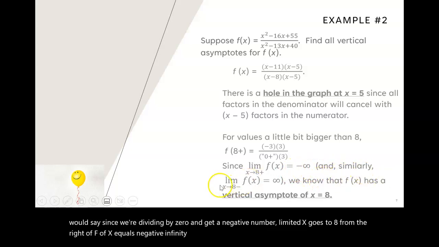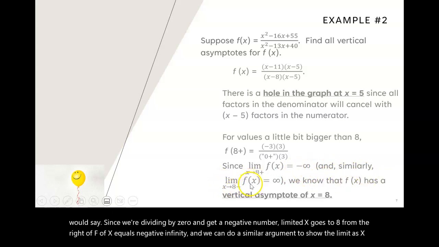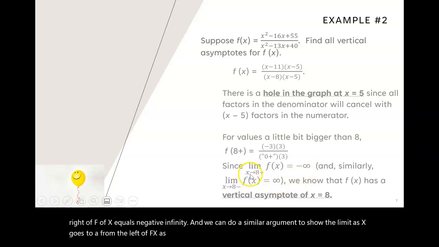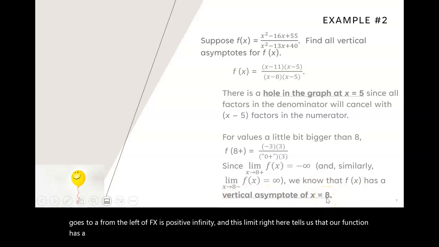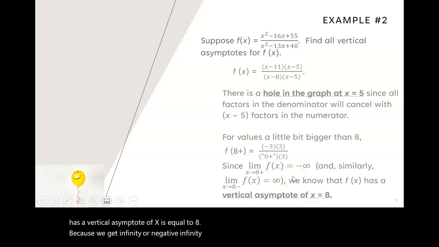And we can do a similar argument to show the limit as x goes to 8 from the left of f of x is positive infinity. And this limit right here tells us that our function has a vertical asymptote of x equals 8, because we get infinity or negative infinity as our answer for one of the limits.